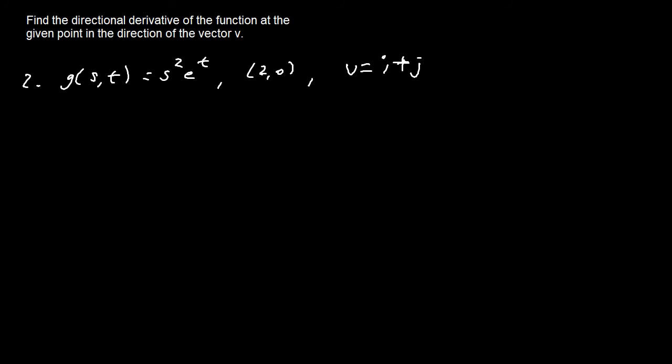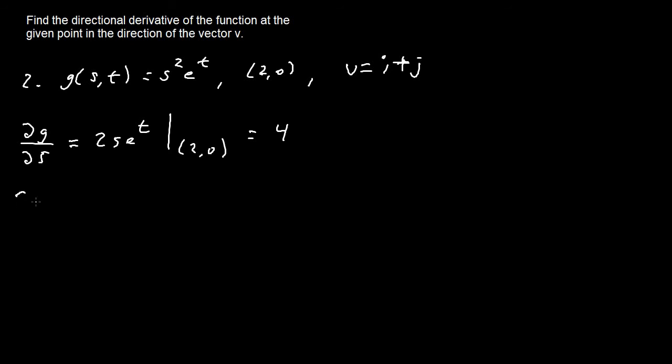So instead of finding f sub x, let's go ahead and first find the partial derivative of the function g with respect to s. So in this case, s is the variable, t is going to be a constant, so the derivative is 2s times e to the t. And so if we evaluate it at the point 2, 0, then we'll get 2 times 2, which is 4, times e to the 0, which is 1, so 4 times 1 is 4.